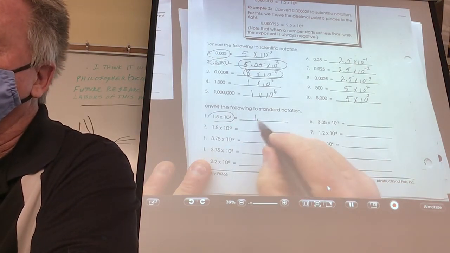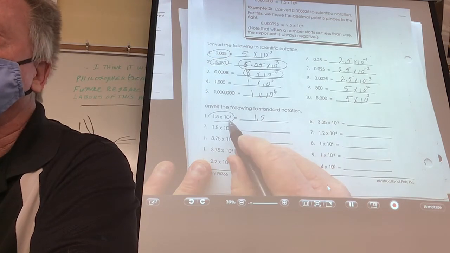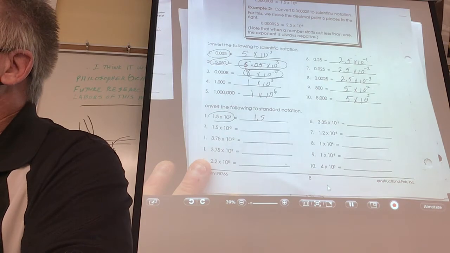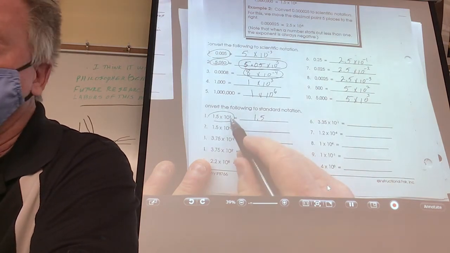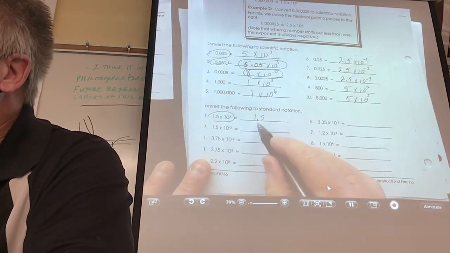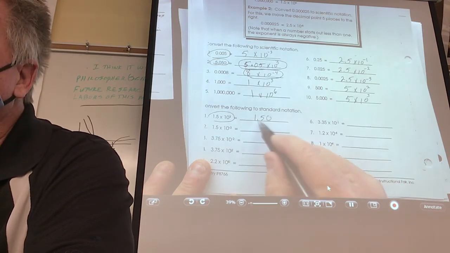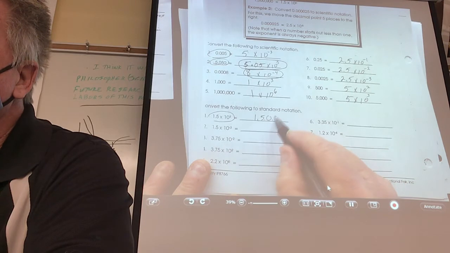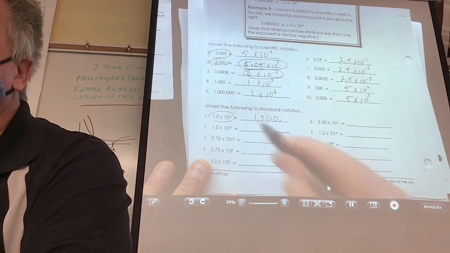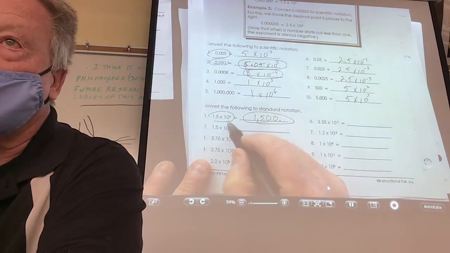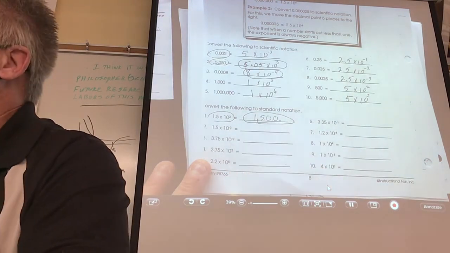Here's my original number, and I have to move the decimal 3 places. And when I get done, I better have a big number. How many? I move it 3 places, right? So what do you think? Which way are you going to go? Going to go this way? No. 1, 2, 3. What do you think about that? What kind of number is this? Big. What about this one? Big. I think I did it right.